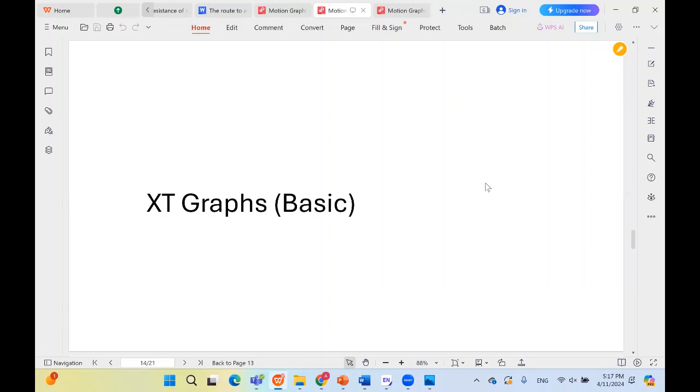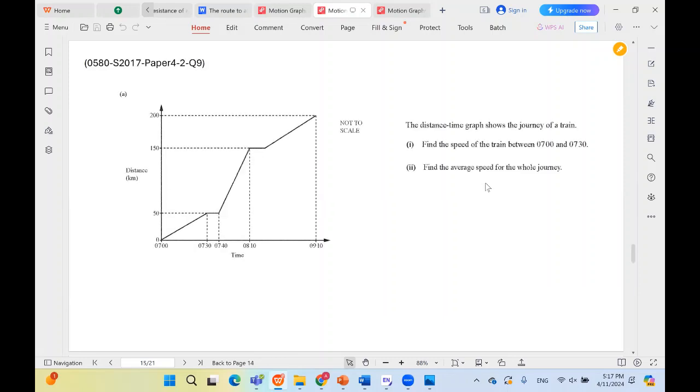Next, we move to distance time graphs. So XT graphs stands for distance time graphs. The distance time graph shows the journey of a train. Find the speed of the train between 7 and 7:30, then find the average speed for the whole journey.